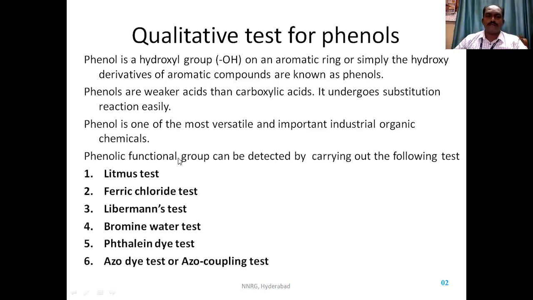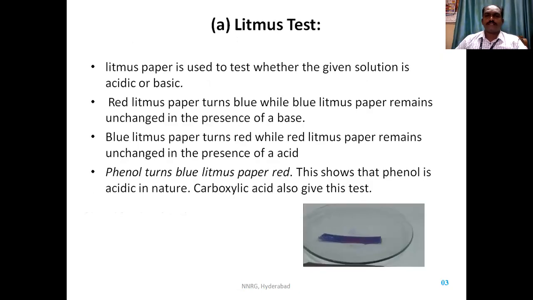There are six qualitative tests for phenols. One is the litmus test, ferric chloride test, Liebermann's nitroso test, bromine water test, dye test, and azo dye test, or azo coupling test. We'll see them one by one. First, the litmus test.